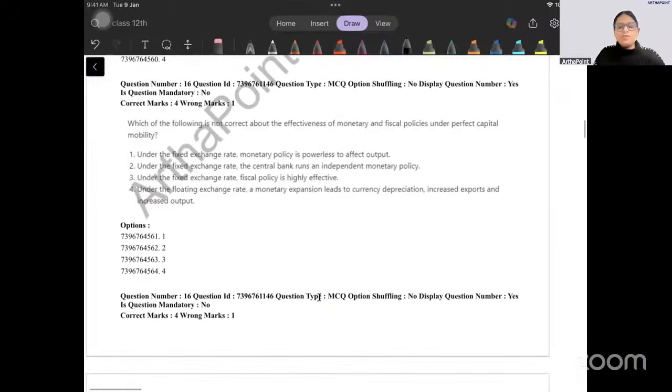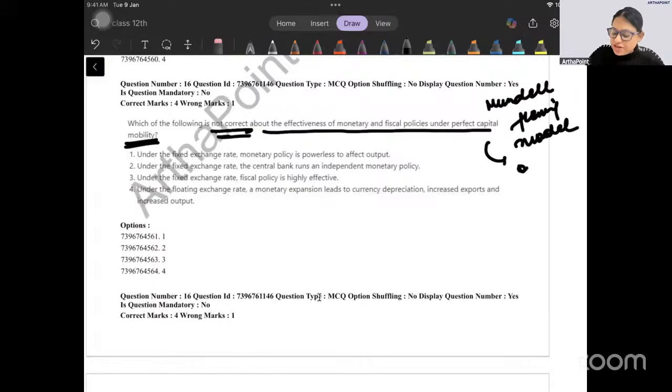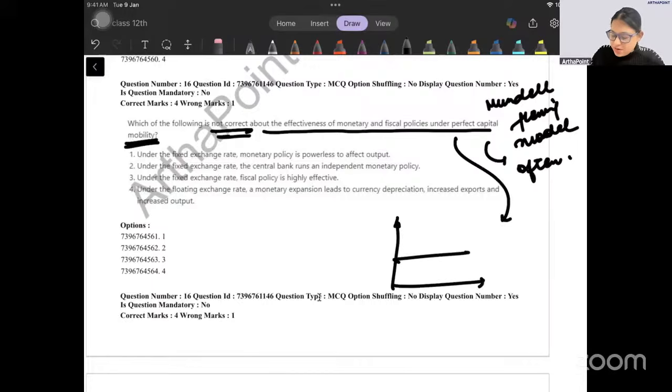Next question. Which of the following is not correct about the effectiveness of monetary and fiscal policy under perfect capital mobility? मतलब, it's one of the cases from the Mundell-Fleming model. And it is the most often asked case. Perfect capital mobility मतलब, this is my BOP curve. So tell me, ये तो पहले ही हमें पता होना चाहिए from the summarized table that we have created in class.